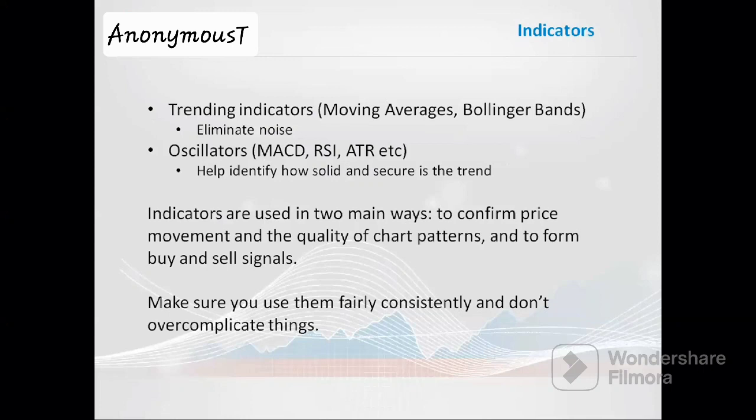Some of the major technical analysis tools are the trending indicators and the oscillators. The trending indicators include the moving averages and the Bollinger Bands, and the oscillators include MACD, RSI, ATR, and several other oscillators.